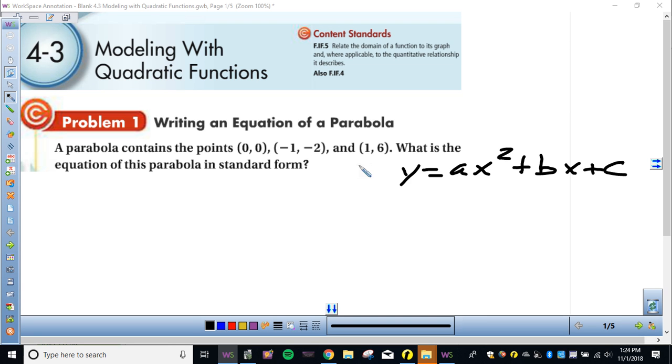So 4.3, modeling with quadratic functions. We're using standard form, y equals ax squared plus bx plus c. And we're going to plug in. We're just going to plug in x here. I'm going to write this with equals y at the end.